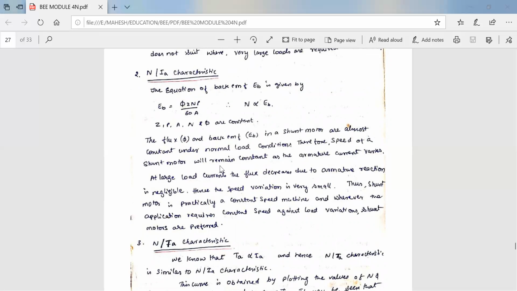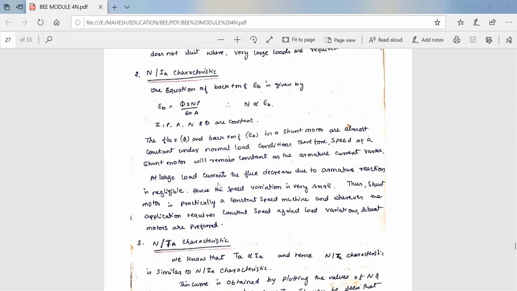Here the two parameters will remain constant, that is the back EMF and the flux. So that's why the variation of the speed in the shunt motor is negligible. It is also called a constant speed machine.